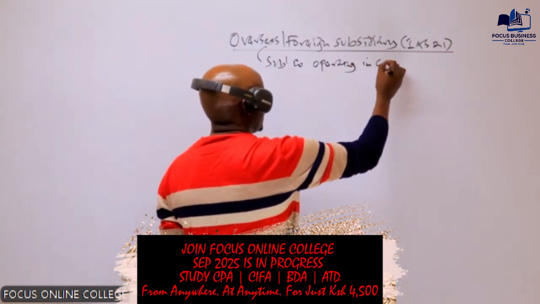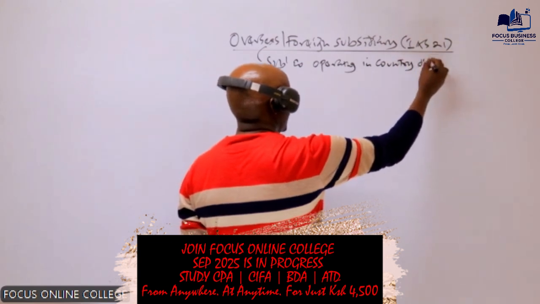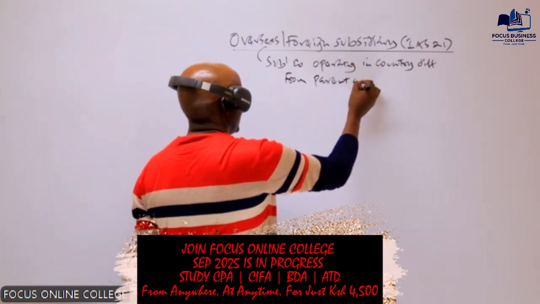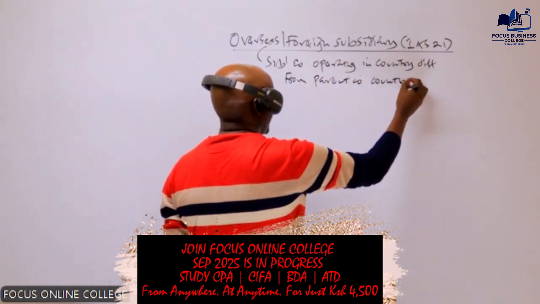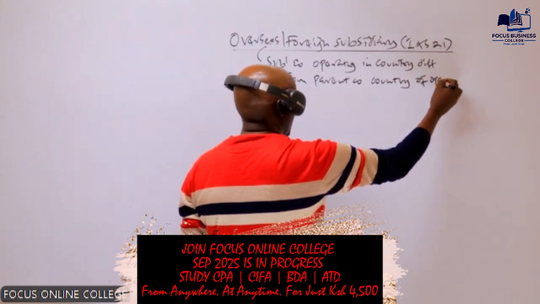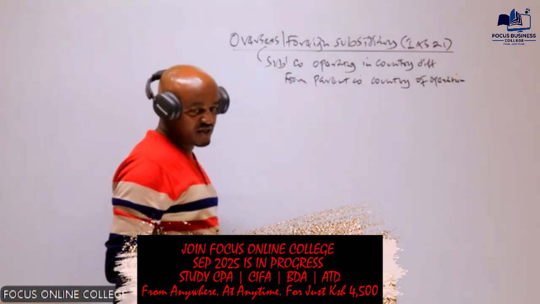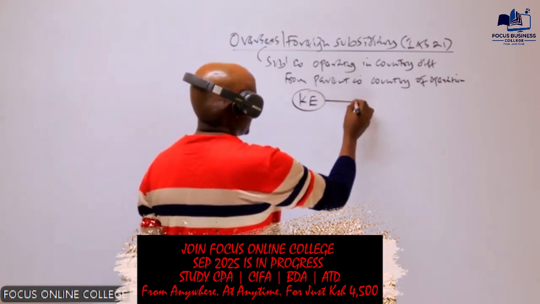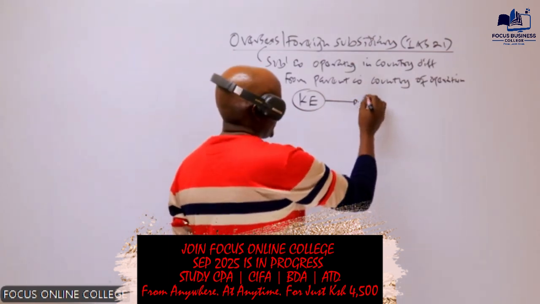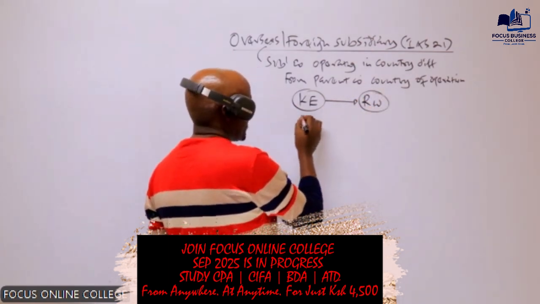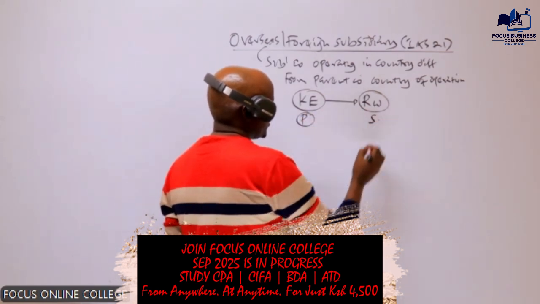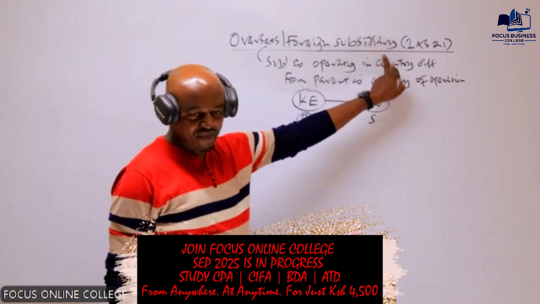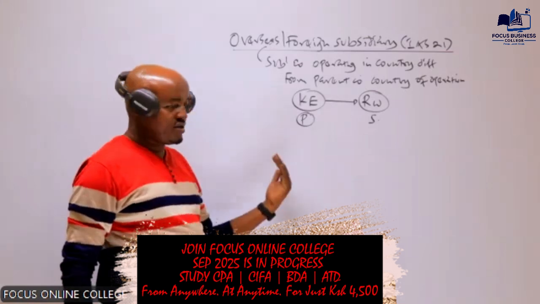So therefore, this is basically a subsidiary company which is operating in a country different from the parent company's country of operation. For example, in this case, we may be told that a company which is operating in Kenya has acquired a subsidiary which is, for example, operating in Rwanda. So the parent company is operating in Kenya, the subsidiary is operating in Rwanda. So this is basically a foreign, or overseas, subsidiary. Now, in this case, how do we prepare the group account here?